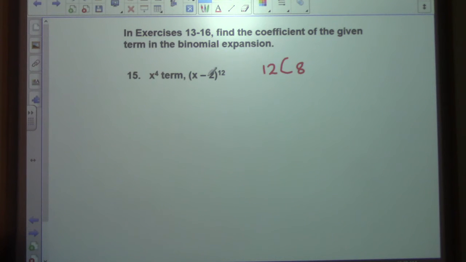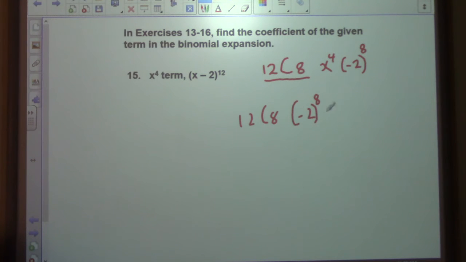Because I know I'm going to have to expand this out. I know we're going to start out with x to the 12th, x to the 11th, and so on, and then this thing is going to be 8 right here. And so we're going to have 12 choose 8 go on this blank, and then we're going to have x to the 4th power, and then negative 2 to the what power? 8th. And so our answer is going to be 12 choose 8, times negative 2 to the 8th power, and then x to the 4th power. That's going to be our answer.